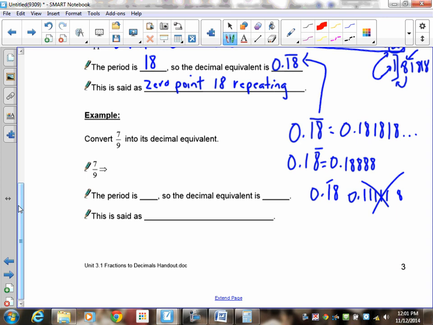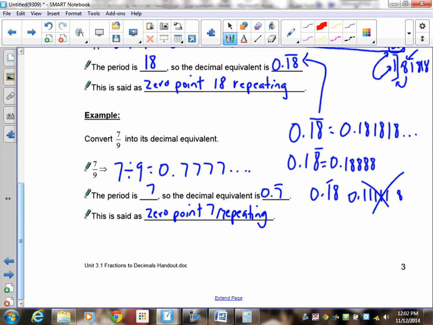Okay, so we have 7 over 9. What you did, 7 divided by 9, 0.7777, and it goes on forever. The period is the 7, so the decimal equivalent is 0.7 with the bar over just the 7, and this is said as 0.7 repeating. Okay?